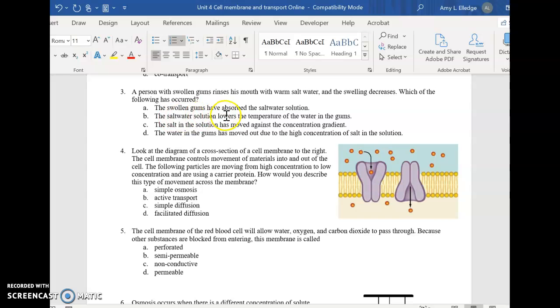The saltwater solution lowers the temperature. Is that what's making the difference? No, it doesn't have anything to do with temperature. The salt of the solution is moved against the concentration gradient. It's not the salt that's moving, it's the water.